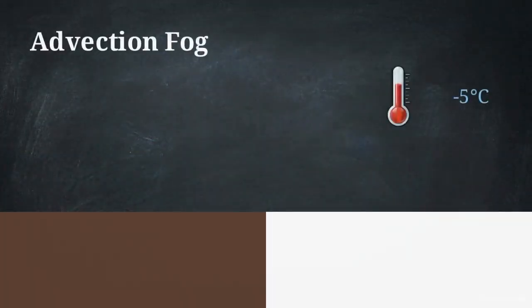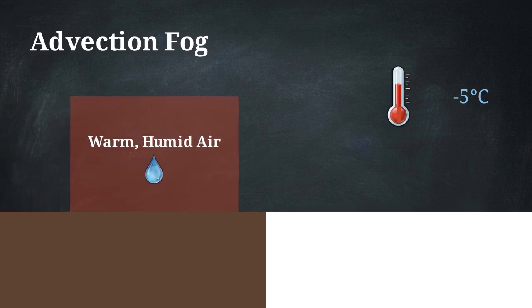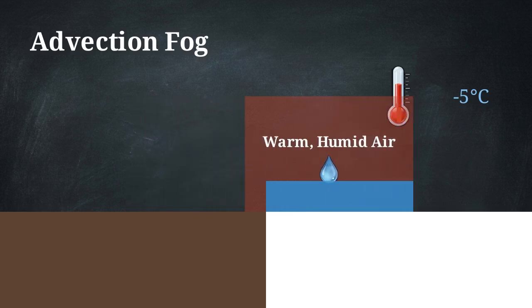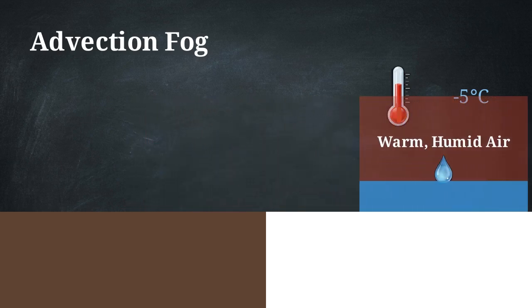Advection fog relies on horizontal momentum. A warm, highly humid air mass travels sideways over a substantially colder surface, like an ocean current or a snowpack, chilling the bottom layer of the moving air into an opaque fog.